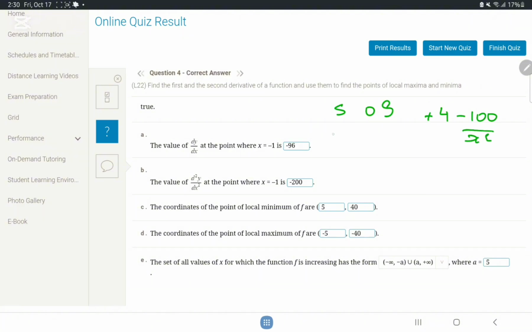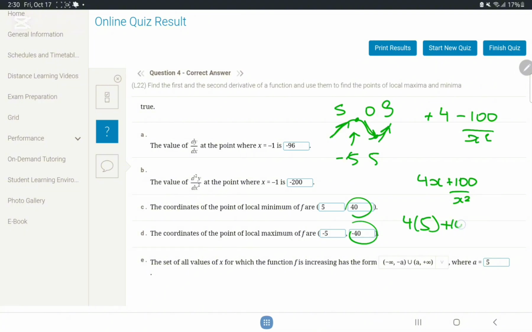And it's positive. So increase, decrease, then increase. It was -5 and 5. We do it in ascending order. Local maximum at -5, local minimum at 5. Okay? Now, to find these points, we substitute in the original equation. The original equation was 4x plus 100 over x squared. We do 4 times 5 plus 100 over 5 squared. You will get 40, and you do the same but with negative, and you will get -40.